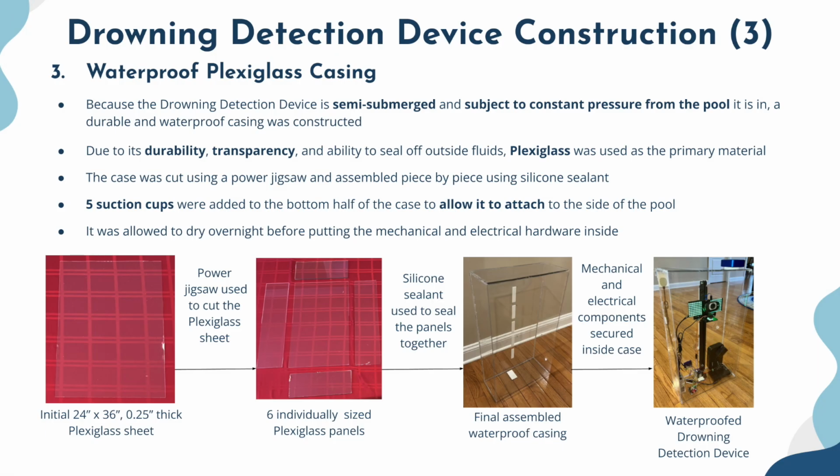Because the drowning detection device is semi-submerged and subject to constant pressure from the pool, a waterproof plexiglass casing was constructed. Due to its durability and transparency, plexiglass was used as the primary material. A power jigsaw was used to cut it into individual cross-sections, and silicone sealant was used to assemble it into a final case, and 5 suction cups were added to the bottom half of the backside, which would allow it to attach to the side of a pool. This case was allowed to dry overnight before the mechanical and electrical hardware was added inside.